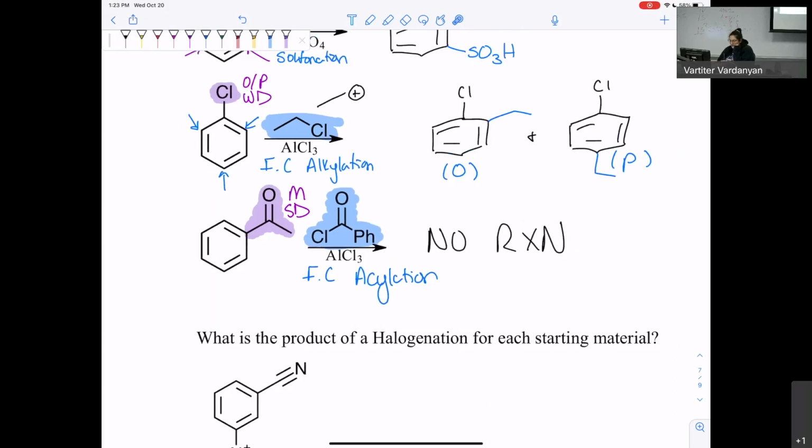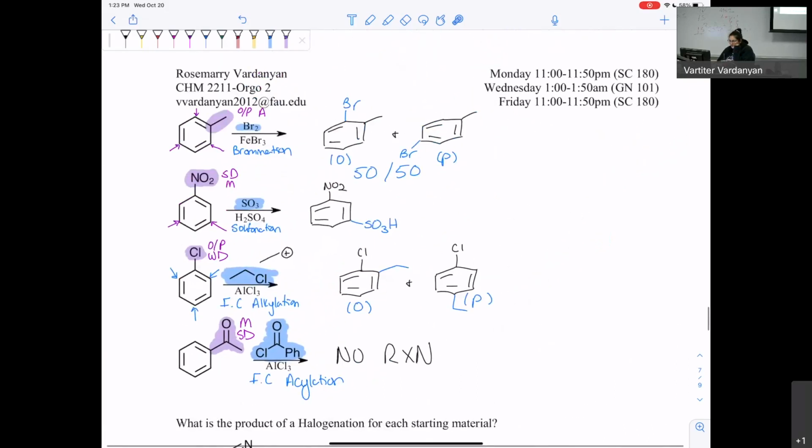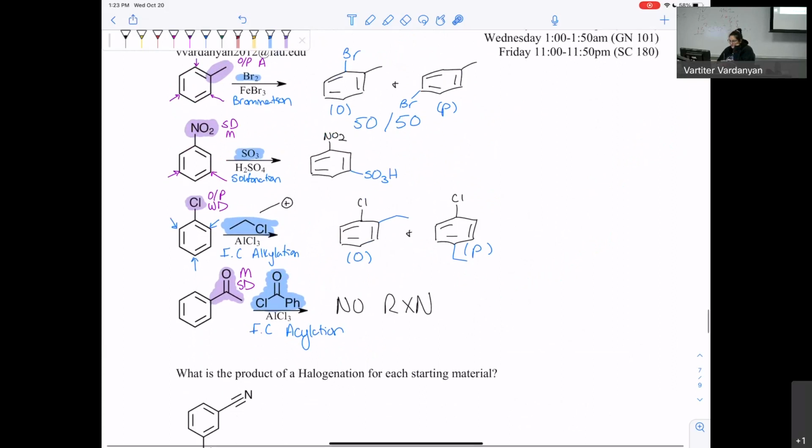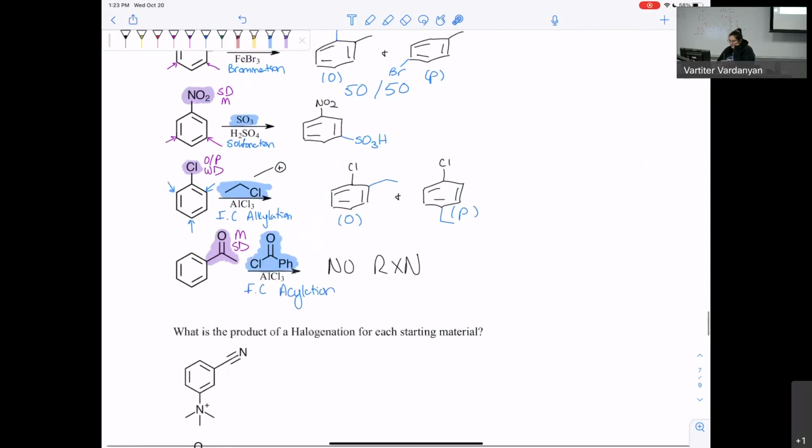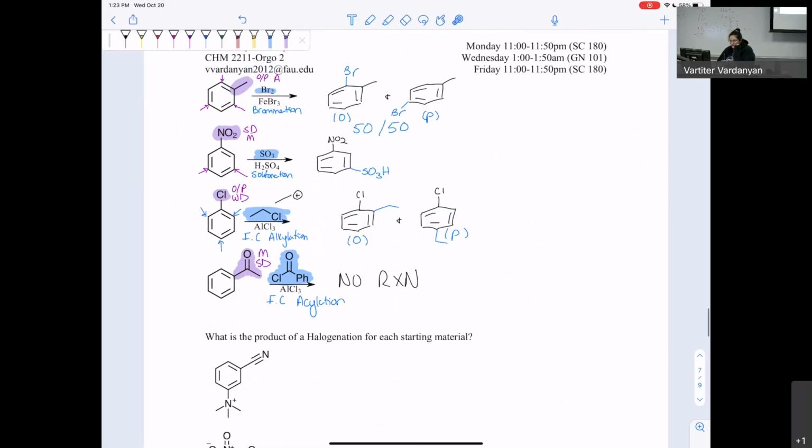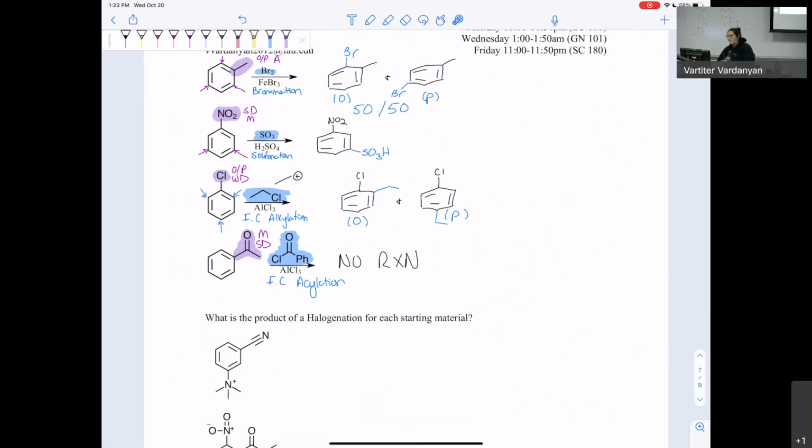And then I can zoom out just in case anyone missed any of these. Okay, I guess I'll zoom out more. There we go.